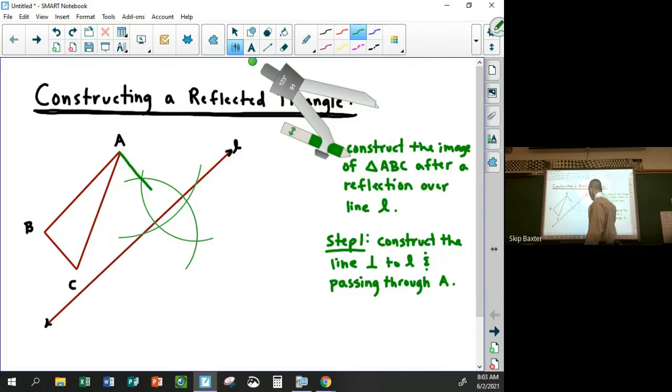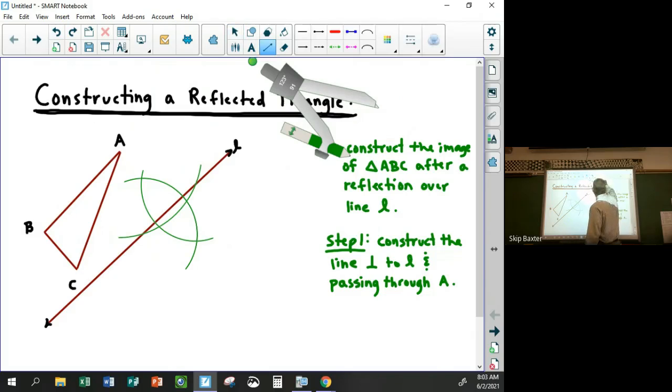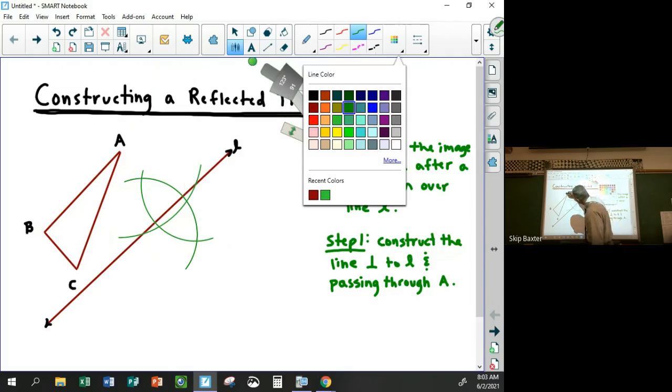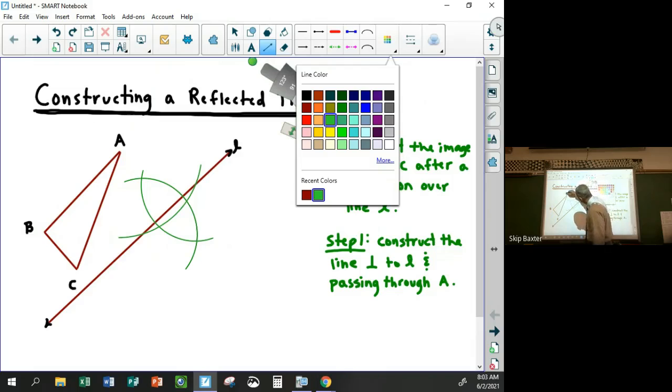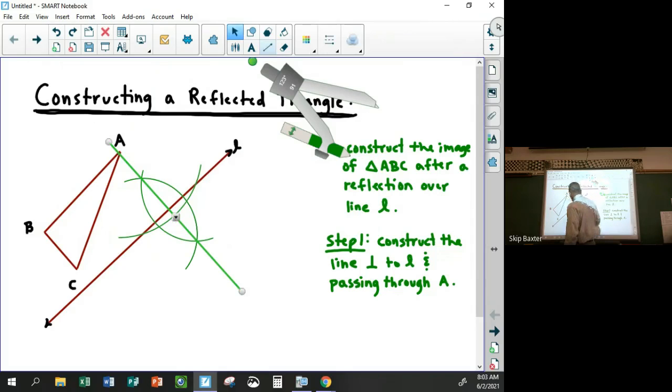Thought I had my ruler thing drawn. Go to my ruler thing. And I'm just going to draw that line that goes through A and also through those 2 points. So that's the perpendicular line that goes through A. That's step one.